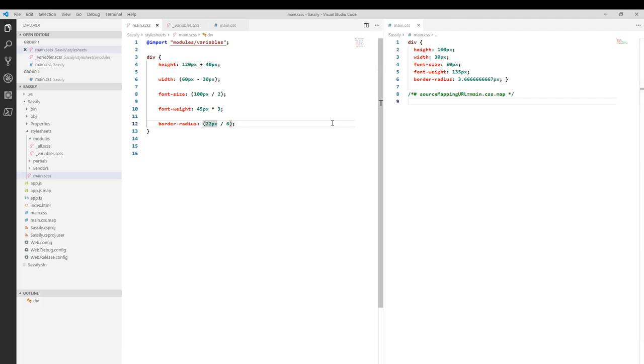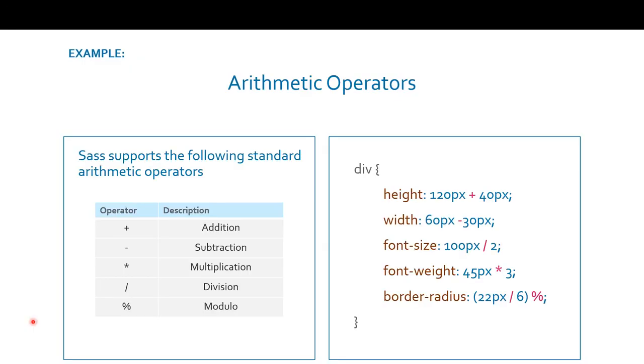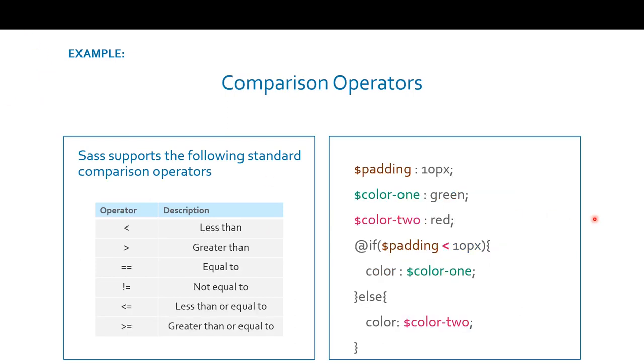Maybe in the subsequent lecture, we show you how to do the modulo. So I think that's basically our arithmetic operators. We've seen how that works. I don't want to waste much time. Let's move over to comparison operators.